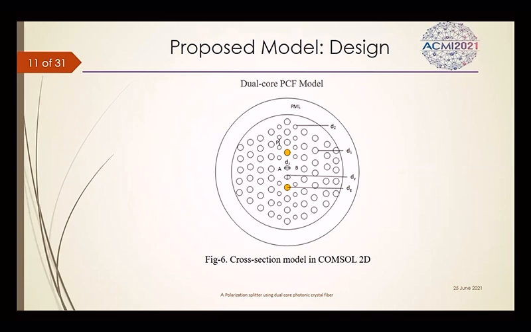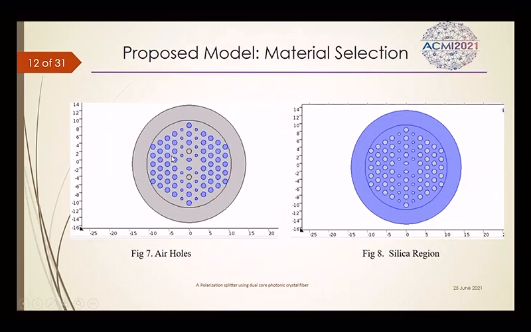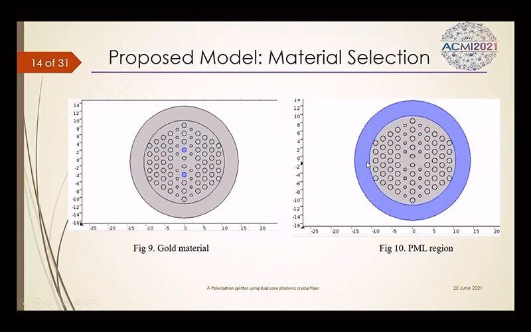Here is the proposed model, and here three types of materials are used. Air is used for the cladding region. Silica is the background material and gold metal is also used for increasing the coupling length. These are the air hole selection and these are the silica region. In this figure, these two air holes are used for gold material, and in the right side figure, this is the PML portion.